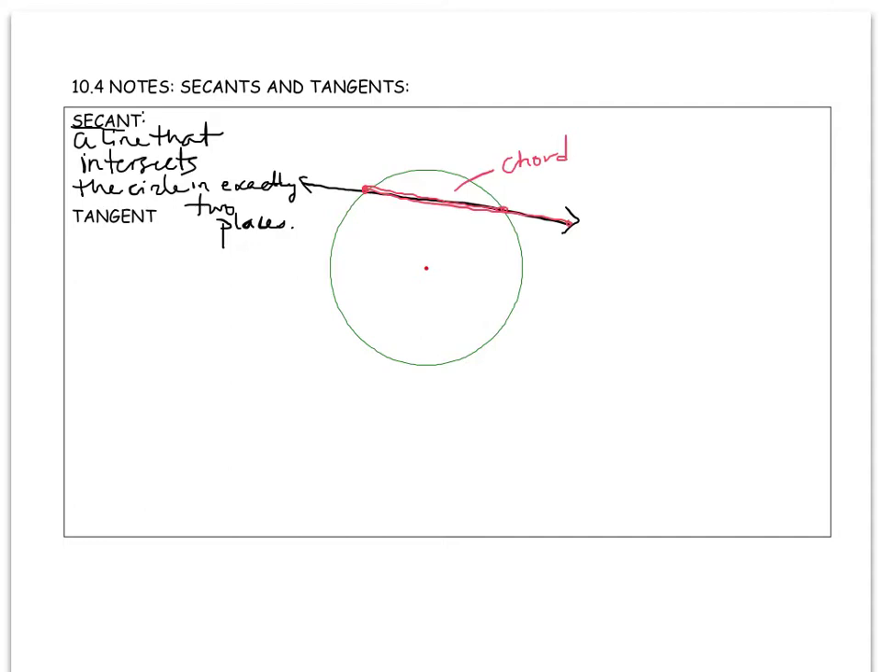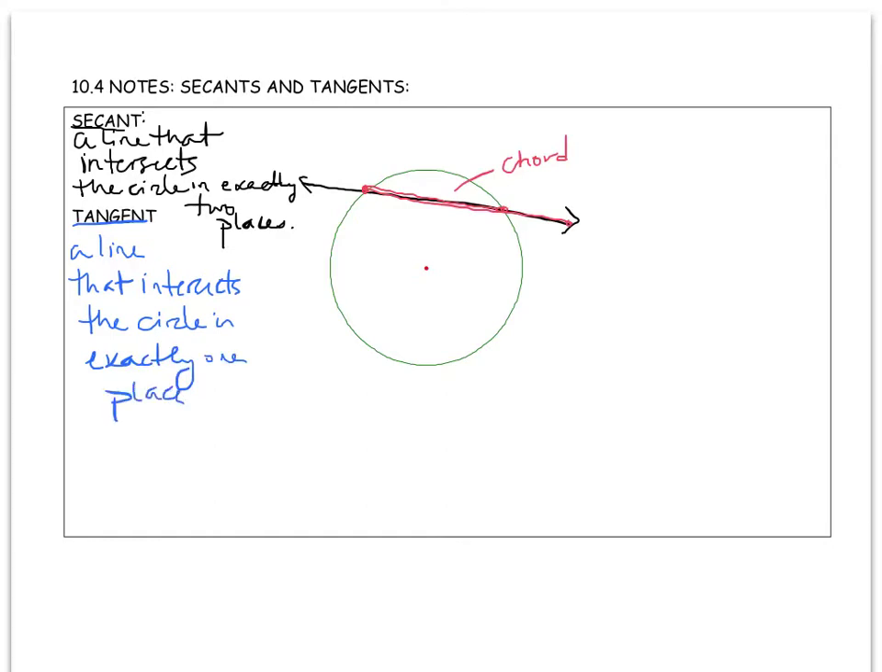So the other vocab word that we want to talk about is a tangent segment, or a tangent line. So a tangent line is a line that intersects the circle in exactly one place. So in order to draw a tangent line, I have to just skim the edge of that circle. So there's only one intersection here, and we call this the point of tangency.